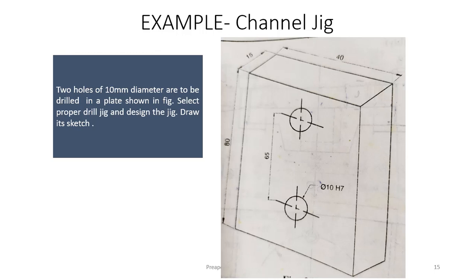Hello everyone. In this video we will learn how to design a channel jig. First we will consider one example of a flat plate in which we need to drill two holes of 10 mm diameter. Length of plate is 80 mm, thickness of plate is 15 mm and width is 40 mm. For this plate we need to design a jig.